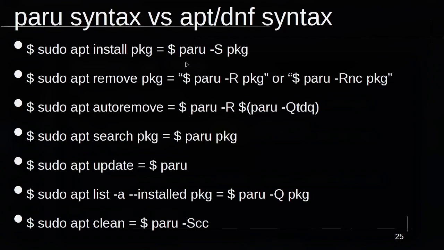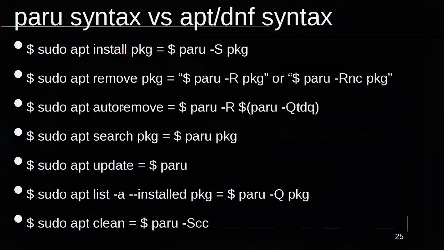You've already done this a couple of times. If you want to remove something, paru -R package. Or if you want to remove it with its dependencies, because sometimes it won't let you just do this, you'd have to remove many of its dependencies too. You do paru -Rnc package. Whenever you're doing this, just make sure that you're only removing things that you want to remove, because sometimes it may remove other stuff.